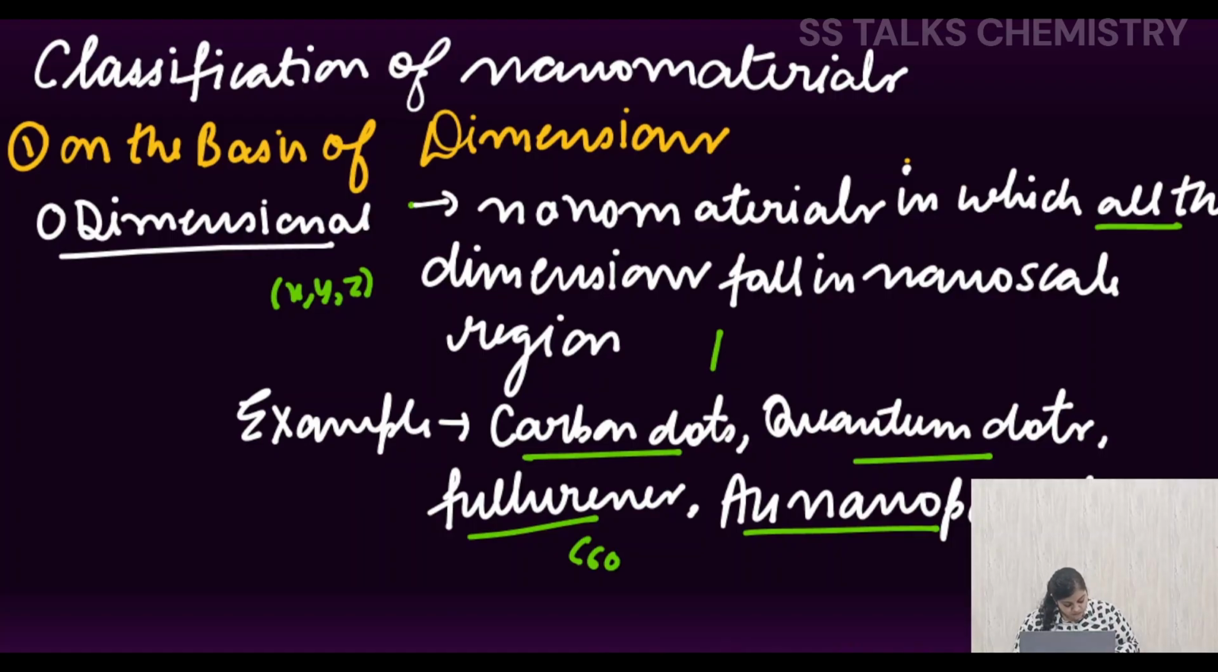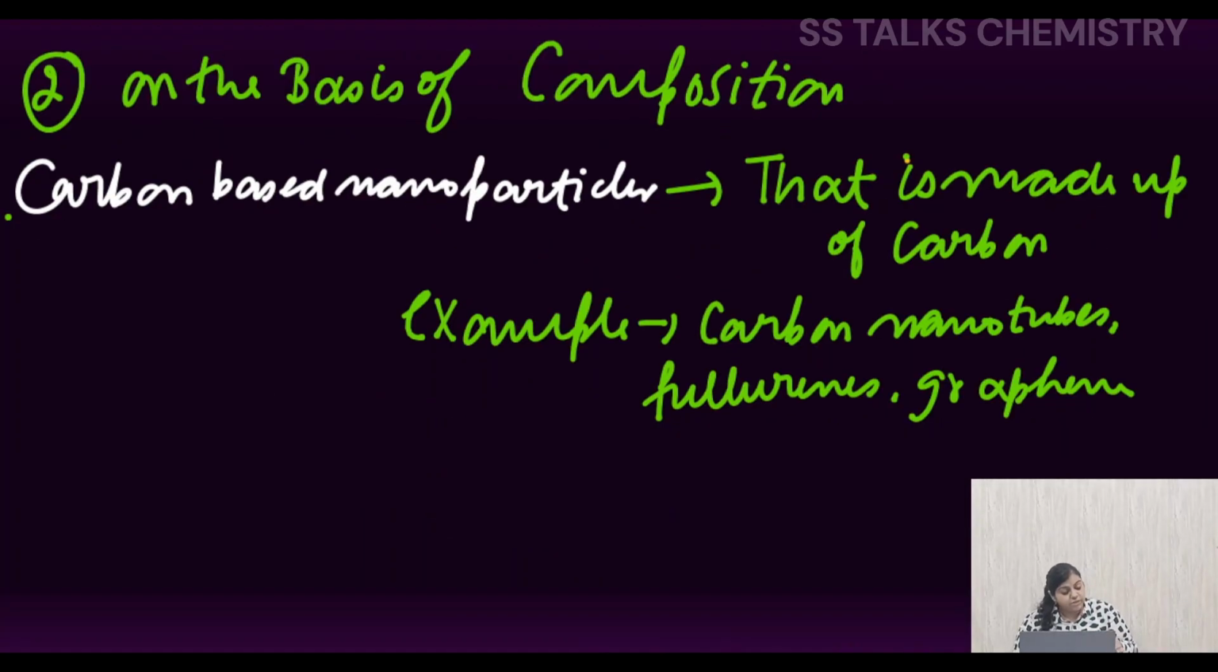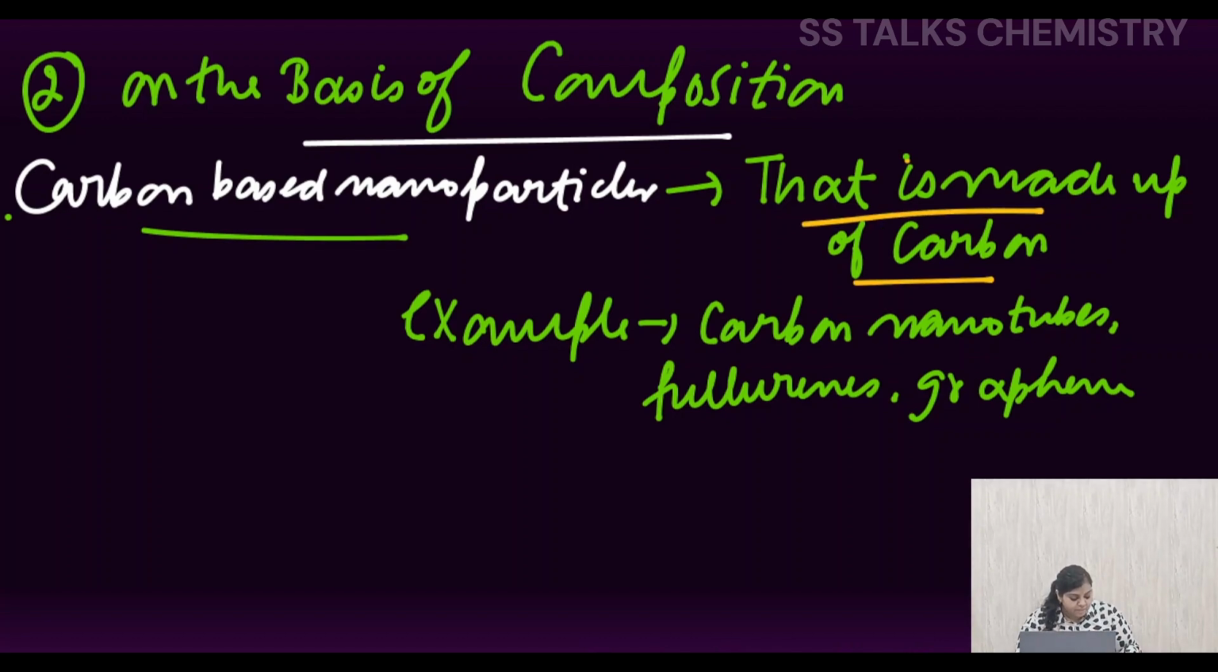These questions can be asked. Okay. Now the next classification of the nanomaterials is on the basis of their composition, that is, the material of which my nanomaterials have been made. So the first is your carbon based nanoparticles. Carbon basically means that the nanomaterials I am having will be made up of carbon atoms, right?